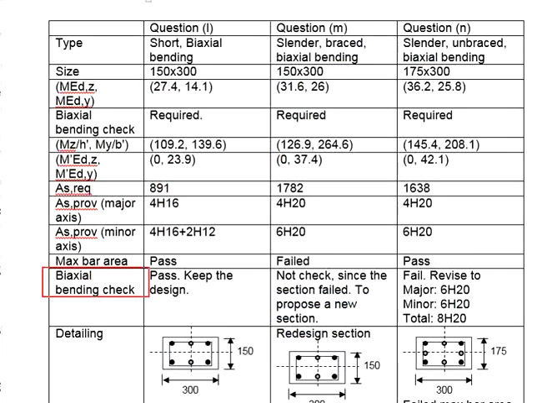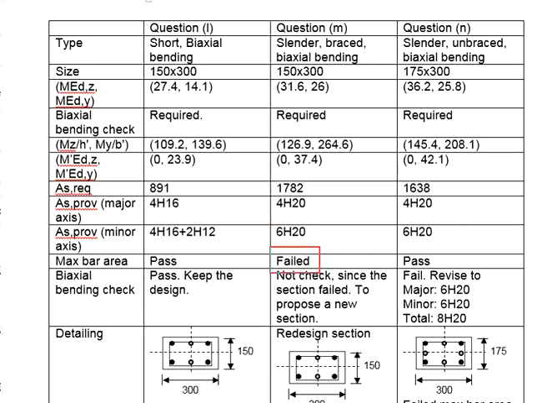That means the MED for the major axis will be slightly smaller than this. And then you do the biaxial checking, you realize that the short column passes. That means you can keep with the design of 4H16 plus 2H12. As for the slender and braced column, the proposed design will be 6H20.